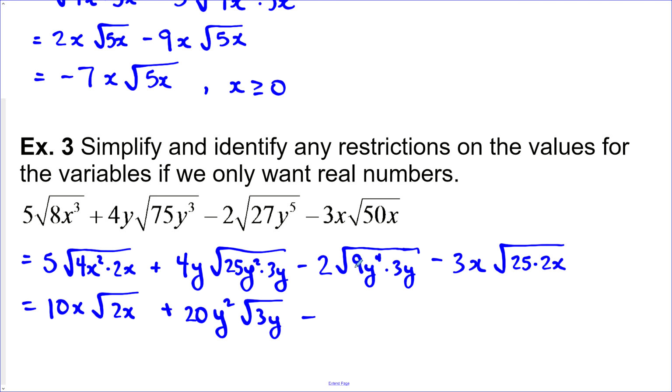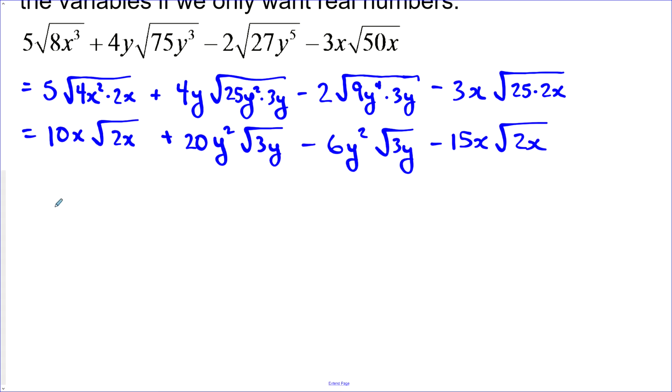We've got square root of 9 is 3, times 2 is 6. Square root of y to the power 4 is y squared. And square root of 25 is 5. That's minus 15x, square root of 2x. And now we'll just see what we can put together here.